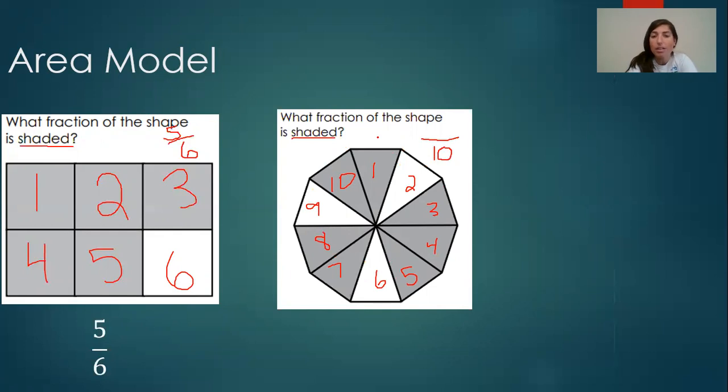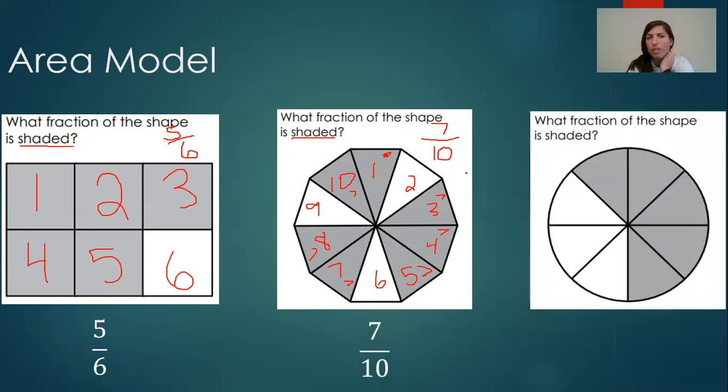Okay, and now I need to figure out what is shaded. That's going to be my numerator. Okay, this figure is a little bit different because they're not all in order, so I need to be very careful when I'm counting. And maybe I'll use a different mark this time to count that. So 1, 2, 3, 4, 5, 6, 7. So 7 are shaded out of the 10, making this fraction 7/10.